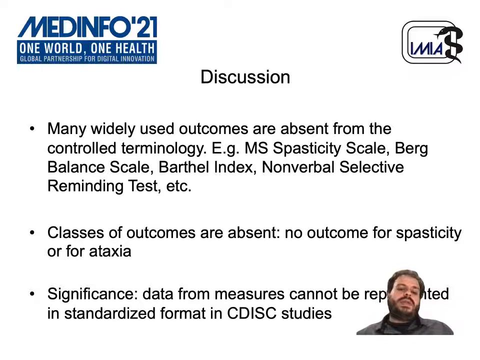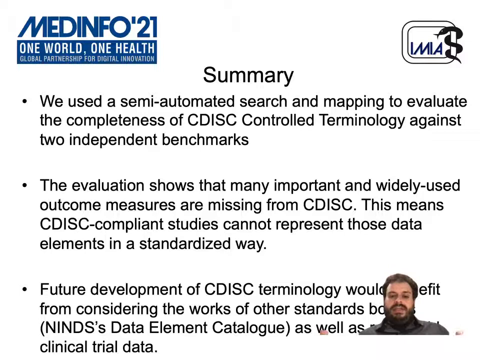This is important because if you have data from clinical trials that uses one of these outcomes, this data cannot be represented in a standardized format in CDISC. So you'd have to make up your own variable names and then extend one of the code lists. But if you have two different studies using this outcome measure, even though the outcome measure is well established, because there are no terms for it in the terminology, it cannot be represented in a standardized, comparable way between these studies. So that's basically the story here.